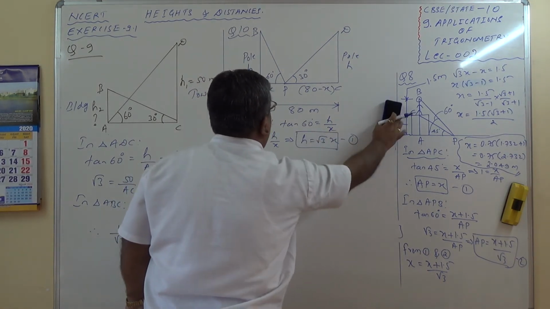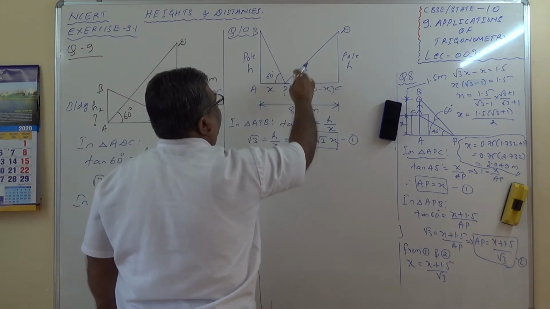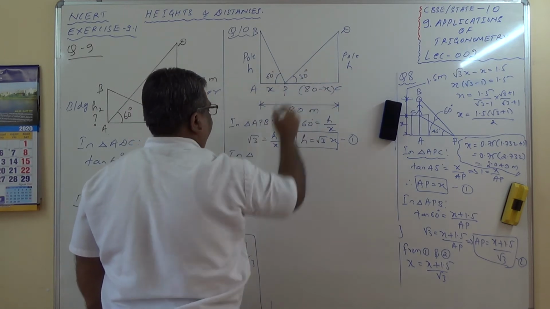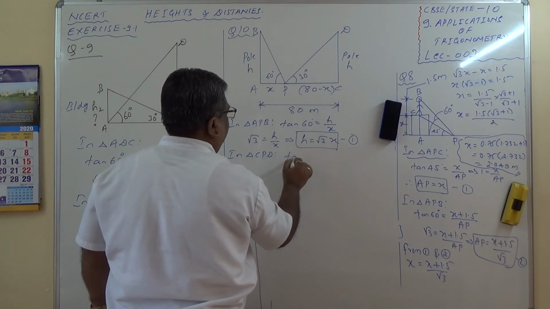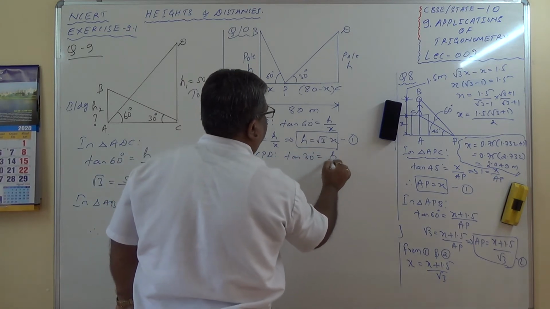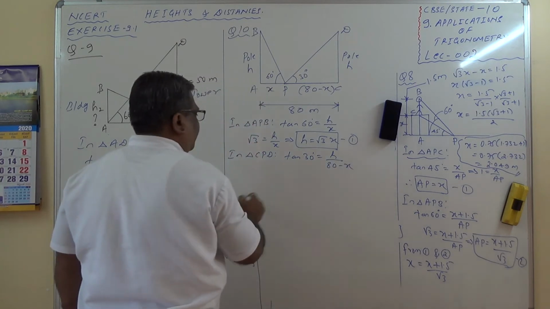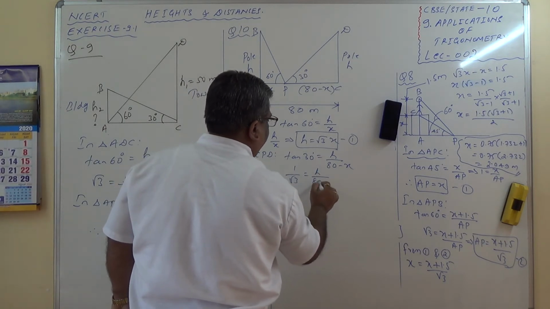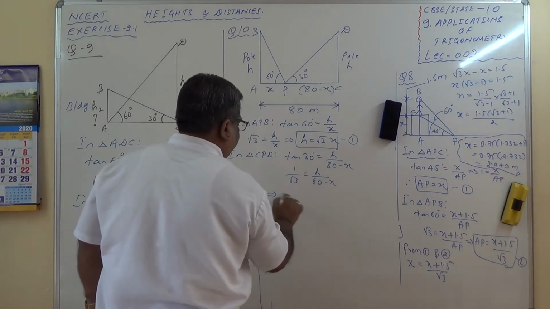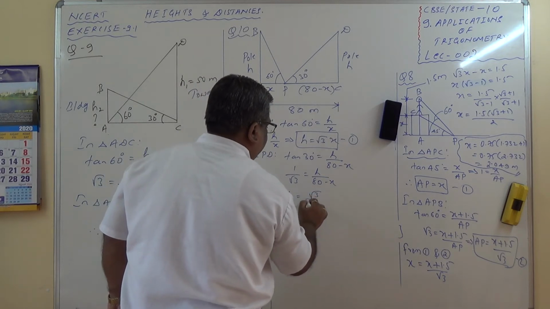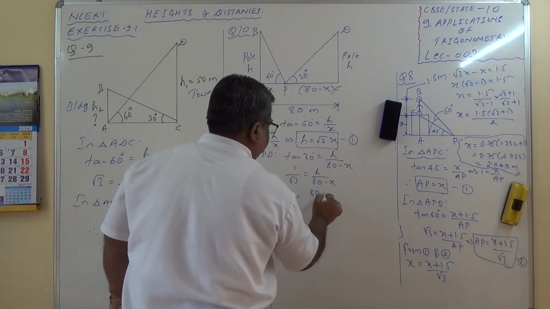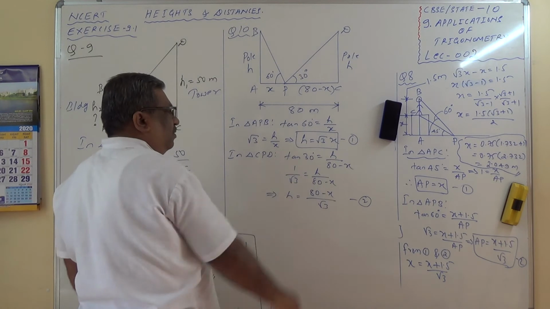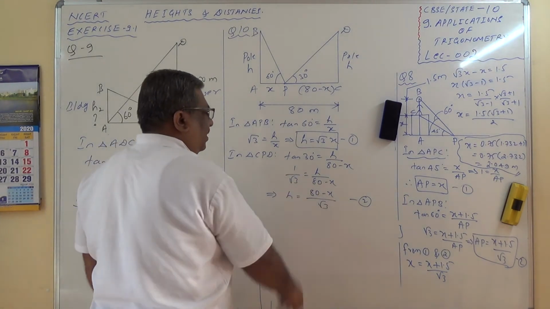Mark it 1. In triangle CPD, tan 30 degrees is equal to h divided by 80 minus x. Tan 30 is how much? 1 by root 3 equals h by 80 minus x. Therefore, h equals 80 minus x divided by root 3. This is 2. From these two, equate h and you can find x.